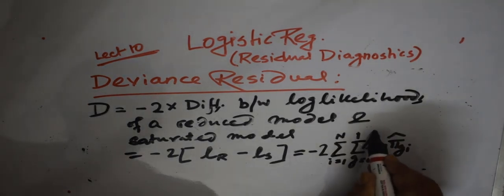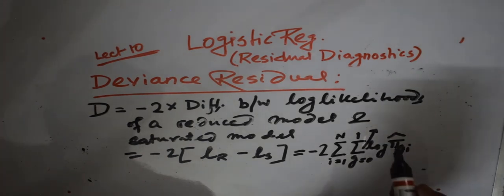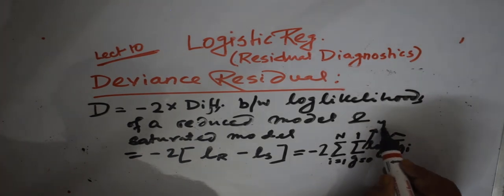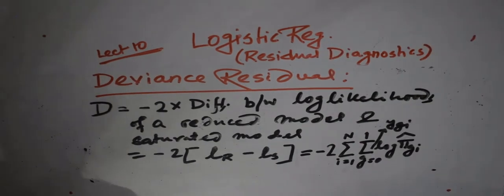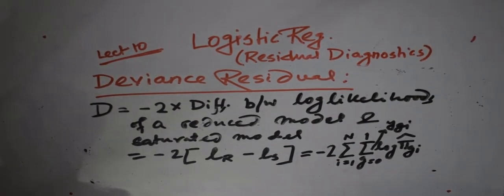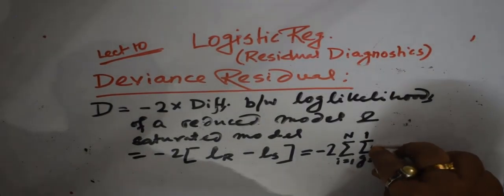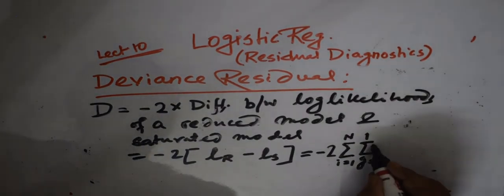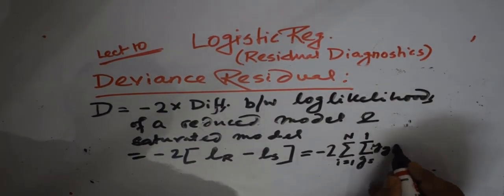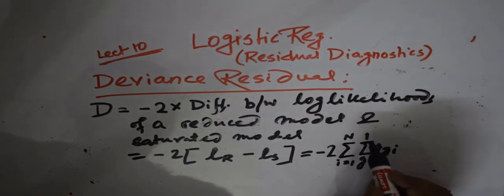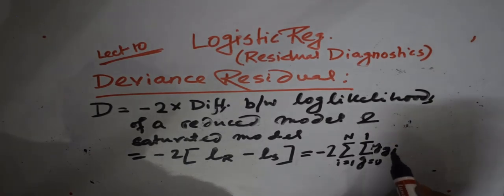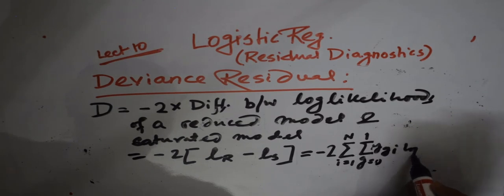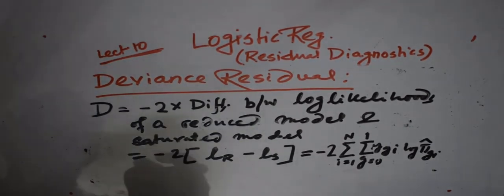Sorry, here it is y_gi. So this is equal to y_gi into log pi_gi hat. Check.